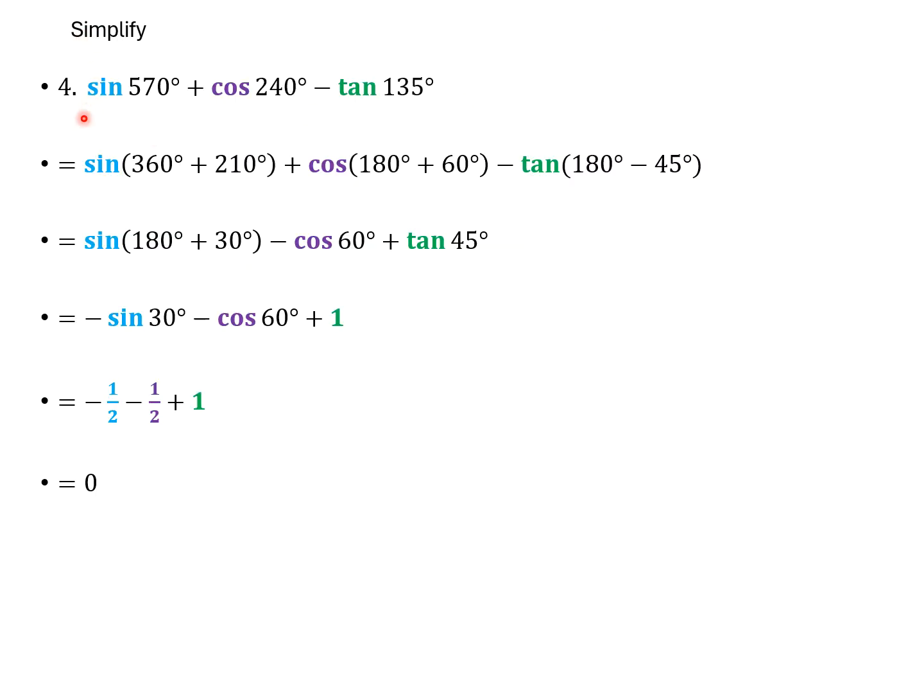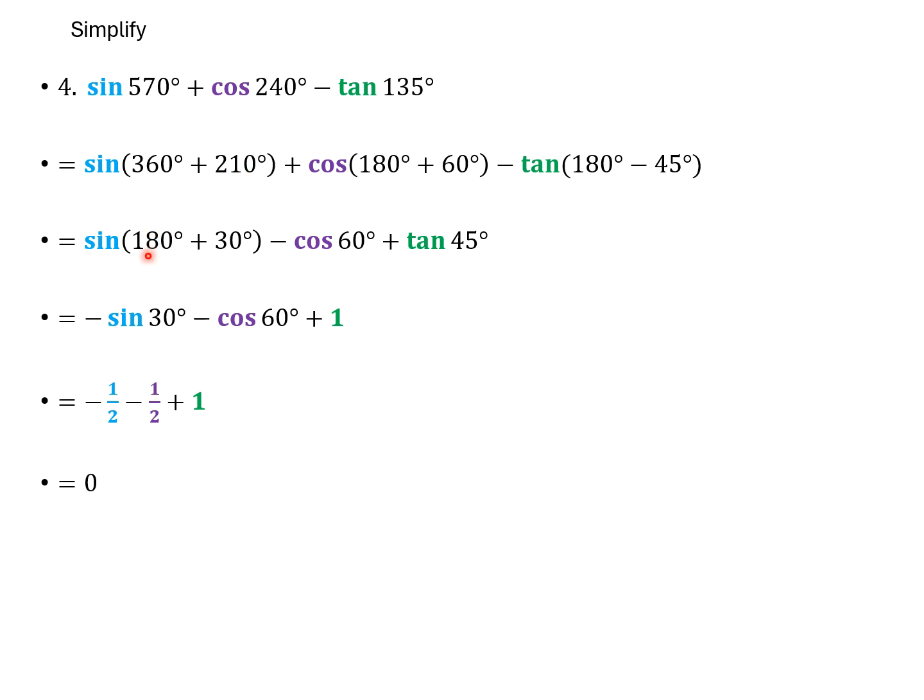Alright, so simplify, given sine 570 plus cos 240 minus tan 135. So there we have one angle bigger than 360, so I can say 360 plus 210. 240 is the same as saying 180 plus 60, and 135 is the same as saying 180 minus 45. For tan in general, we use 180 minus or 180 plus or 360 minus, right? No 90, no 270. So from there, 360 plus 210 would simply give me sine 210.